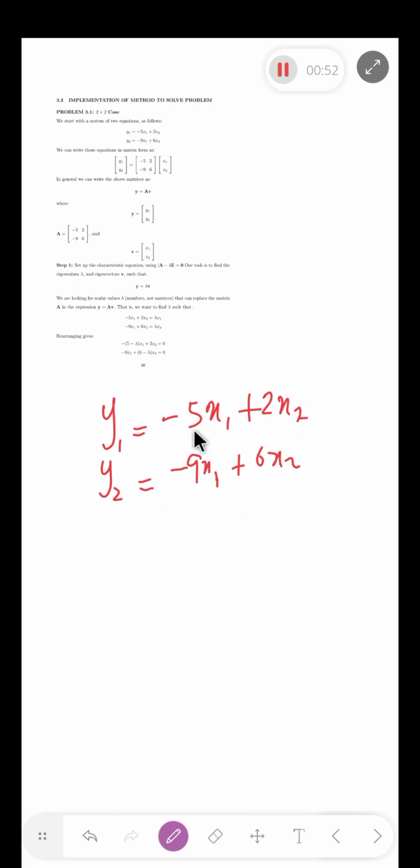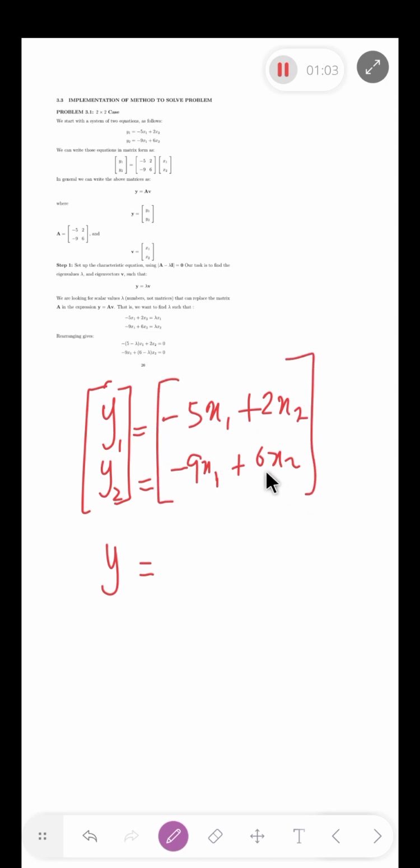I can decide to write this in matrix form. I can find the augmented matrix for this. I will turn this into vector form such that y1 and y2 are represented by y equals. I will generate a matrix A, which is the coefficients of these variables: minus 5, 2, minus 9, 6, multiplied by x1, x2. I'll call this x1, x2 a vector v, or you can use capital X. So y is always equal to Ax, but to write this clearly, this is what I meant.